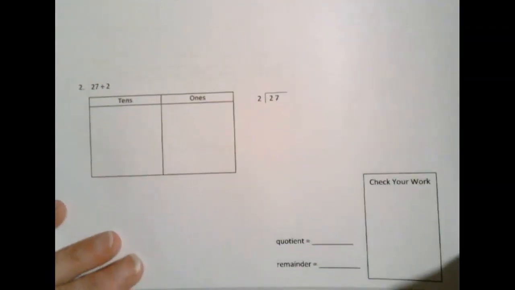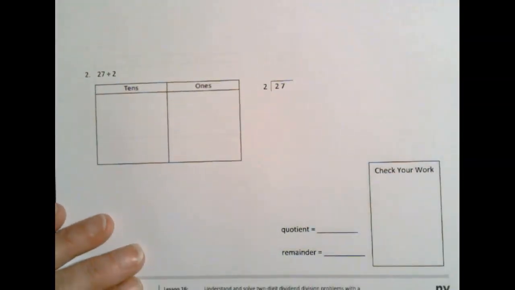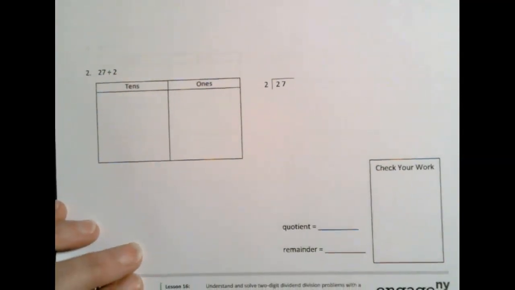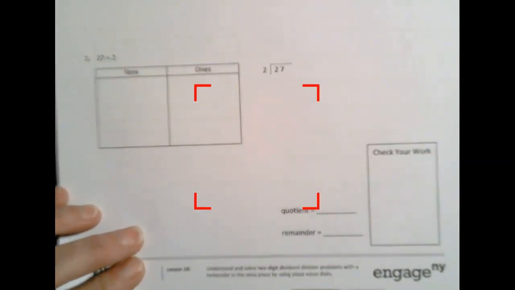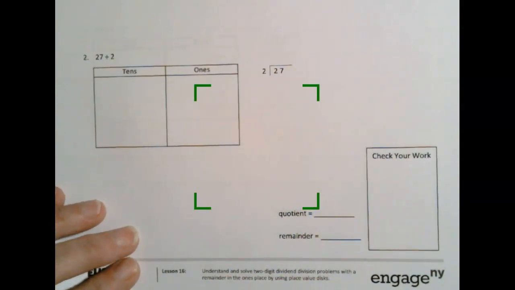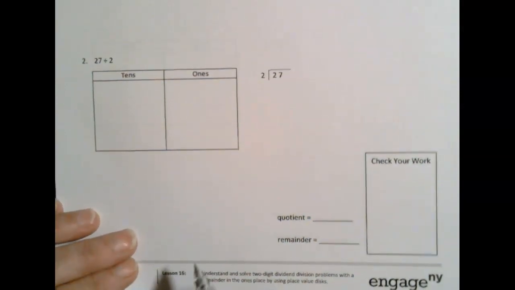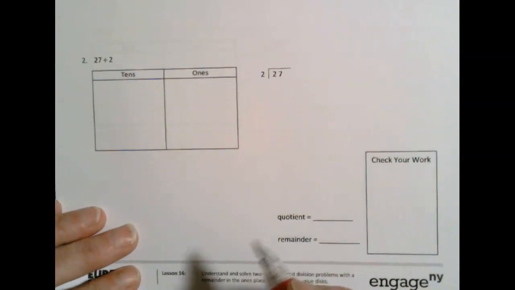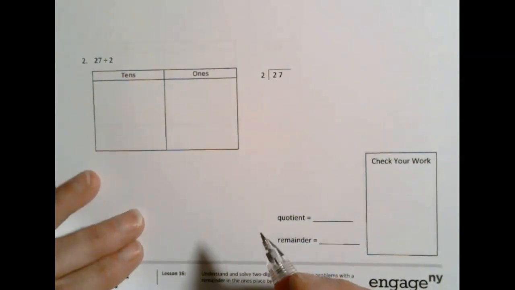Now, problem number 2. 27 divided by 2. Let me see if I can make this a little clearer here. There we go. All right, so 27 divided by 2. Well, what do I notice that's similar to my first problem?